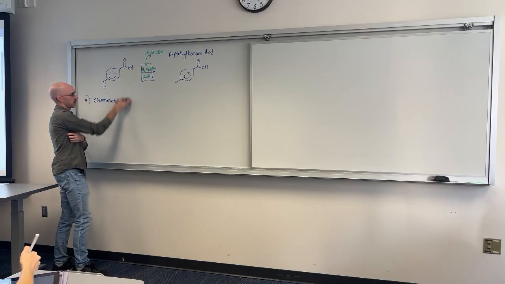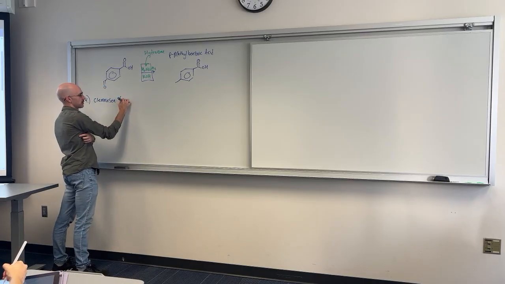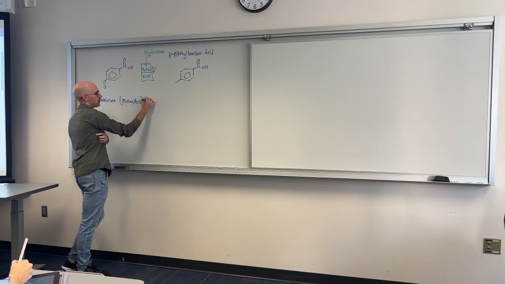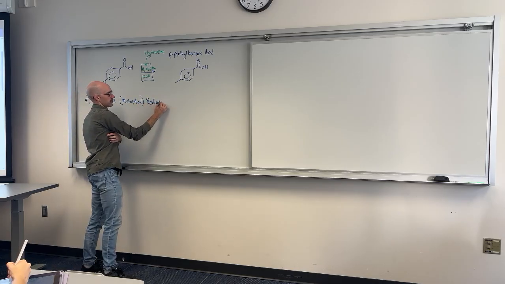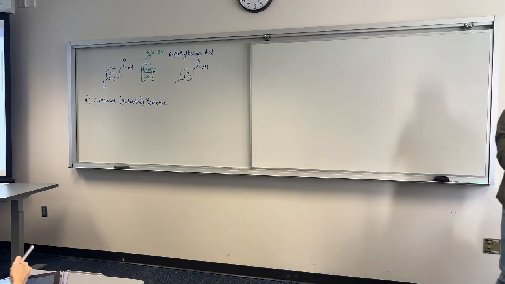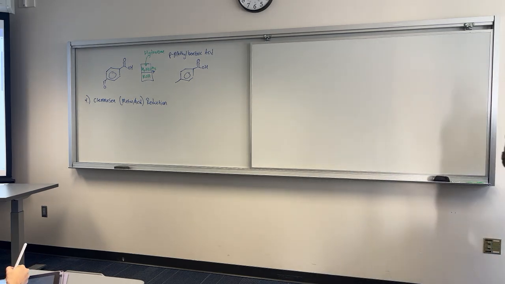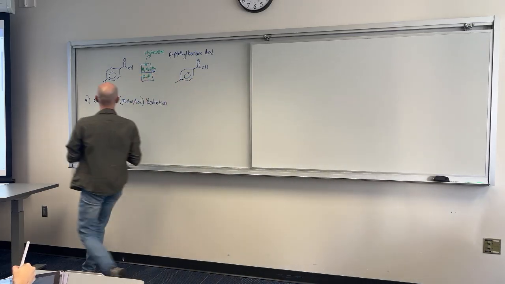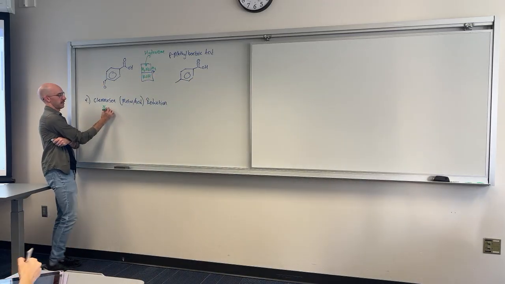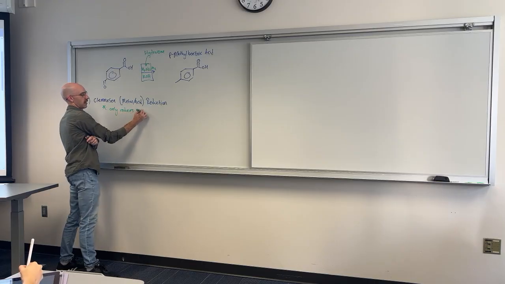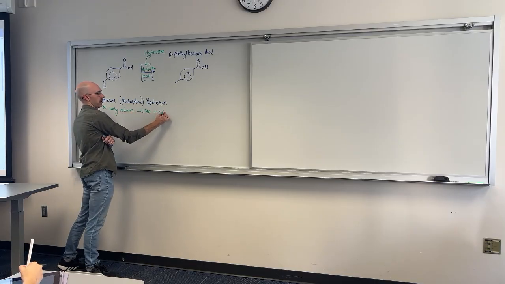Then an offshoot of this is the Clemmensen reduction. Or, if you'd like to recognize it by its reagents, we're going to use metal and acids for this reduction. Once again, it only reduces aldehydes and ketones.